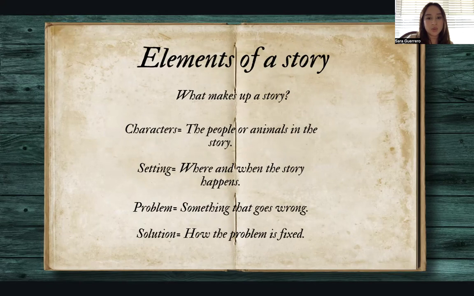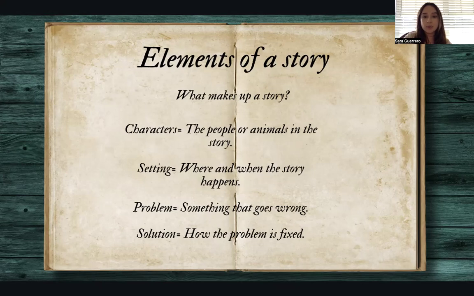Elements of a story. Now, who can tell me what is elements of a story? What does it sound like it is to you? We all know that stories are not just things thrown together. We know that stories take specific details to be made. So, what are the things that make up a story?